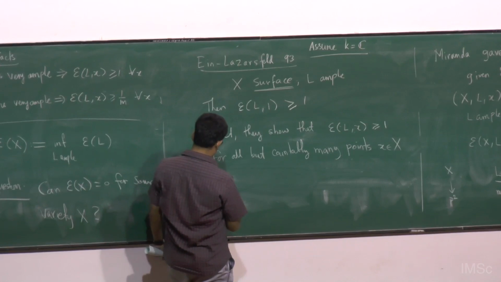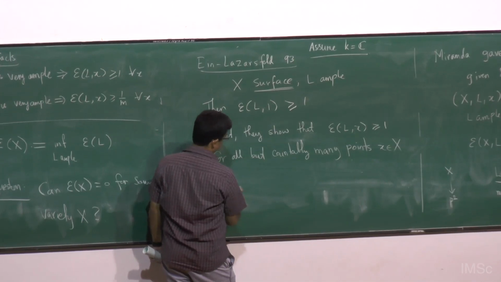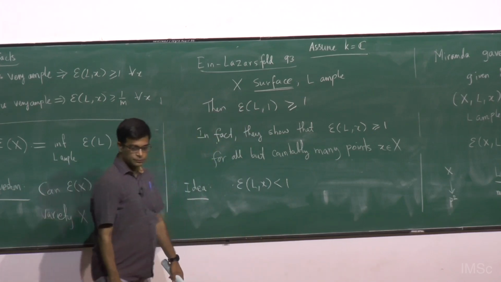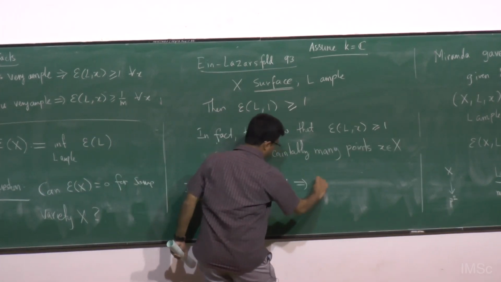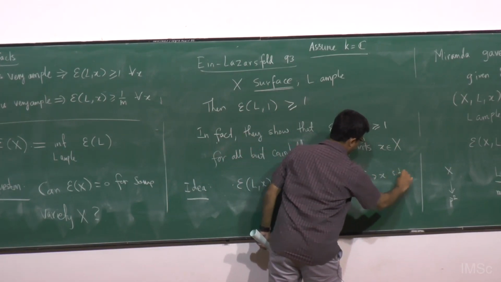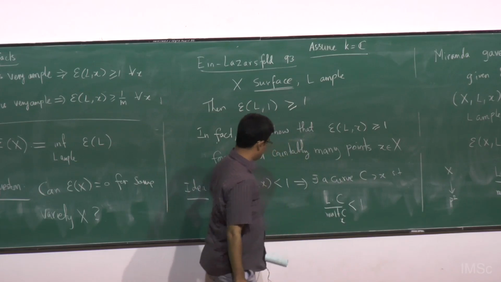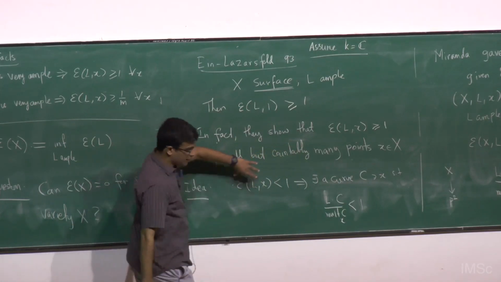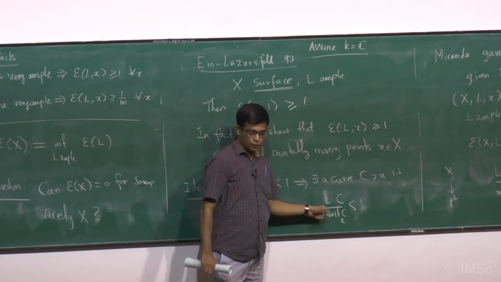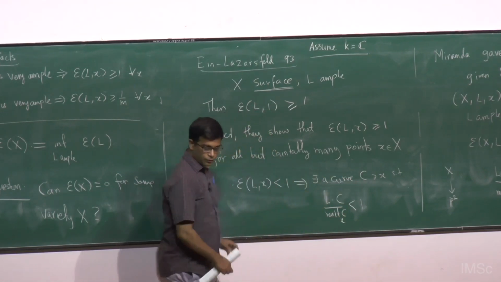Okay, so the basic idea is that they show that, so when can this happen? Suppose this happens, what does this mean? This means that there exists a curve C containing x such that L dot C divided by multiplicity is less than 1, because this number is the infimum of such numbers. If the infimum is strictly less than 1, one of those numbers must be strictly less than 1. So there is this curve C for which this happens.